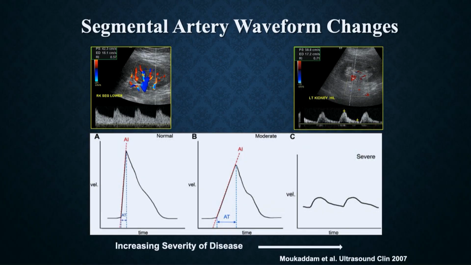You'll notice here from this paper that the normal waveform is on the left, rapid upstroke, continuous diastolic flow. With increasing severity of stenosis, you'll have increasing degrees of tardus parvus till it basically just looks like a rolling hill with severe disease.